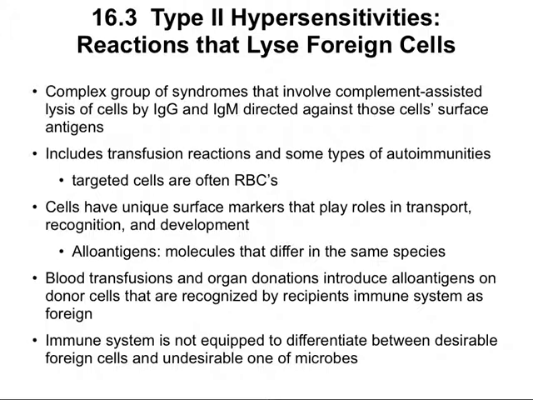These situations introduce alloantigens on the donor cells, and those are recognized by the recipient's leukocytes, so their immune system launches an attack against the donated cells. And this happens because the immune system's not really equipped to differentiate between desirable foreign cells and undesirable foreign cells that we see when microbes are invading. So the immune system is actually functioning perfectly well. It just cannot detect the difference between what we'd like it to accept and what it knows how to reject.